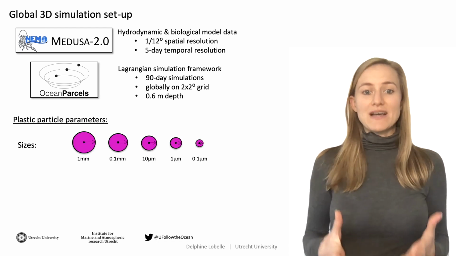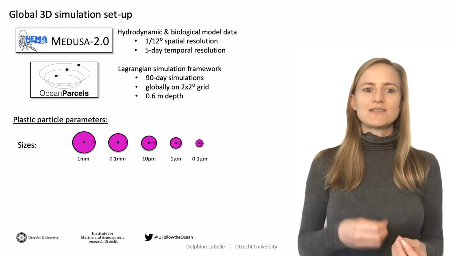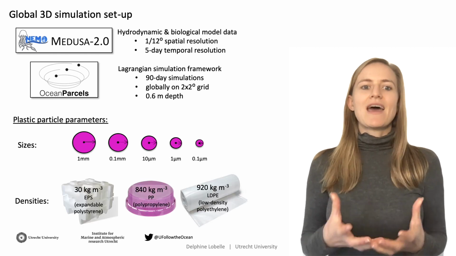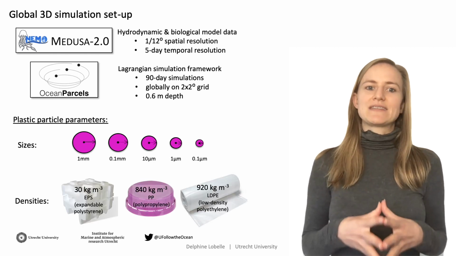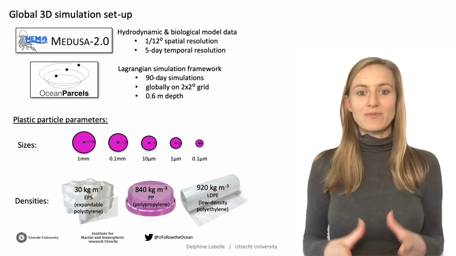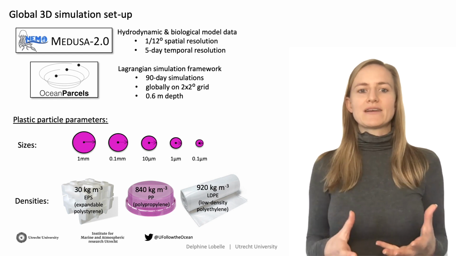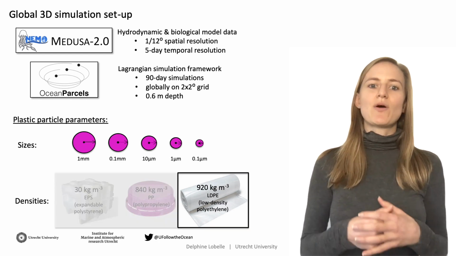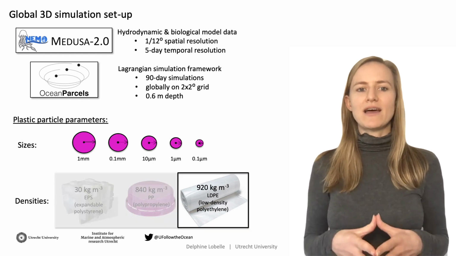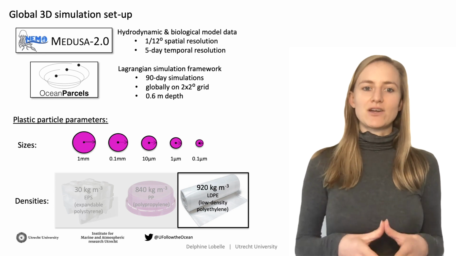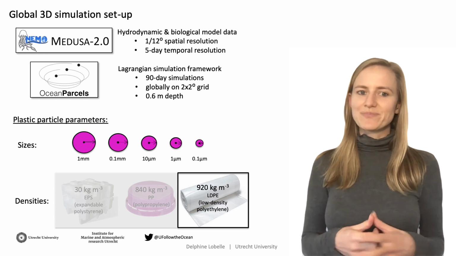5 different particle sizes are used, from 1 millimeter to 0.1 micrometers, and 3 initially buoyant densities corresponding to different types of plastic are used. The densities have a very low impact on the qualitative results in this study, so I will only show the low density polyethylene results today, the 920 kilograms per meters cubed.